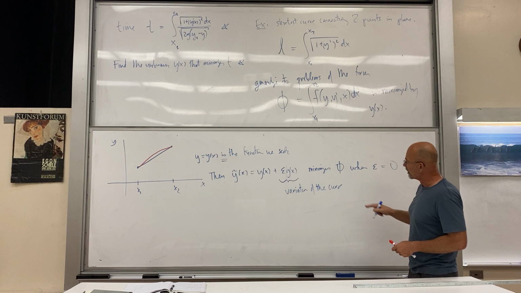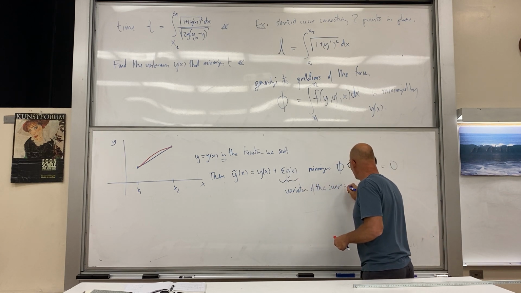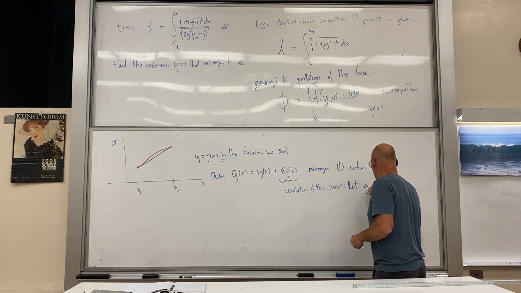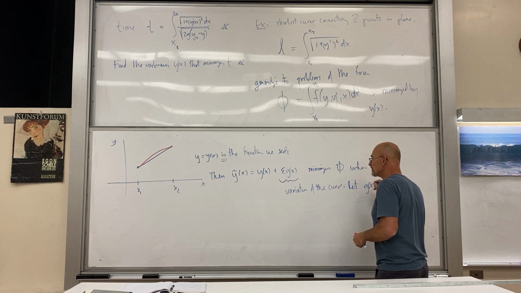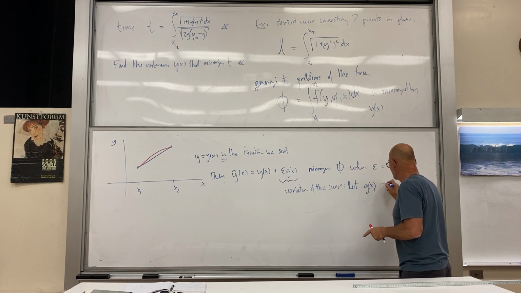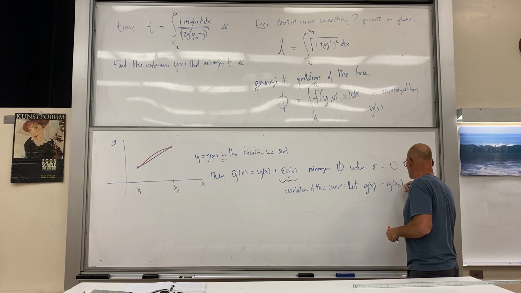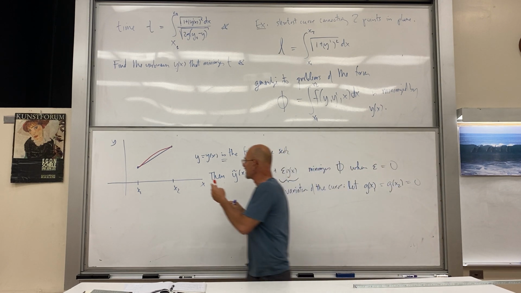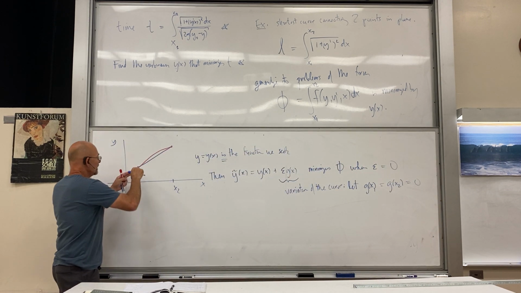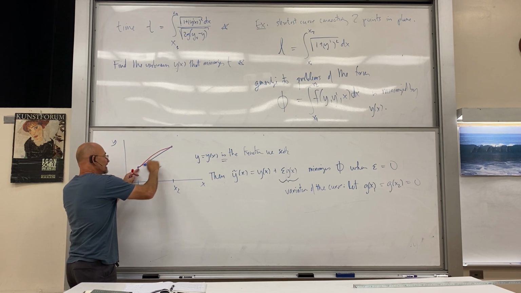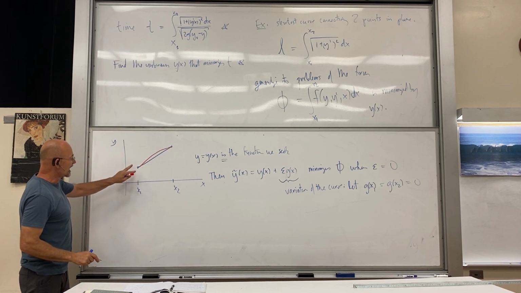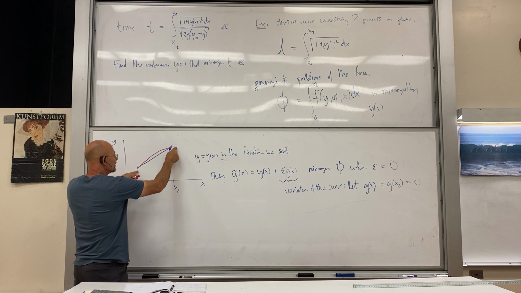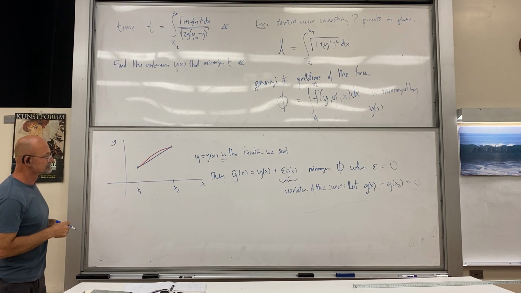And what we do is we stipulate that g of x1 equals g of x2 equals 0. So I take the function that I know and I add something to it that vanishes at the endpoints. Okay, because that way I can maintain the condition that I'm going from endpoint to endpoint.